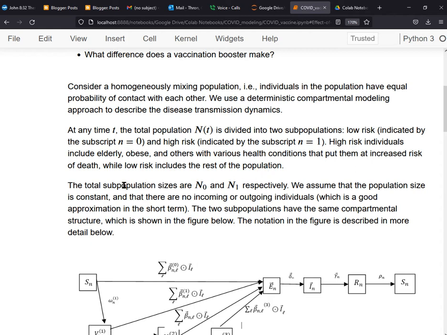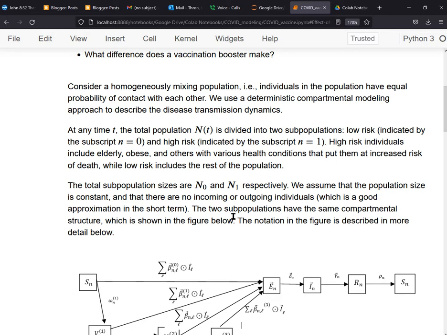Now, the total subpopulation sizes are N0 and N1. So we suppose these are fixed subpopulations. We assume that the population sizes are constant and there are no incoming or outgoing individuals, which is a good approximation in the short term. Within a couple months or a year, not too many people get born. Even if people die, it's a relatively small percent of the total. So it's not going to largely affect the results that we obtain.